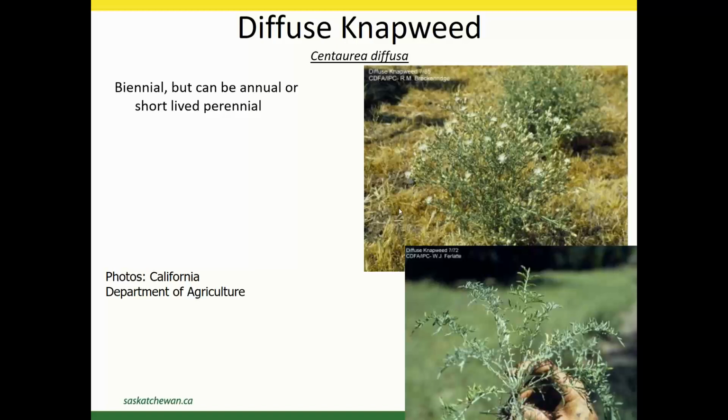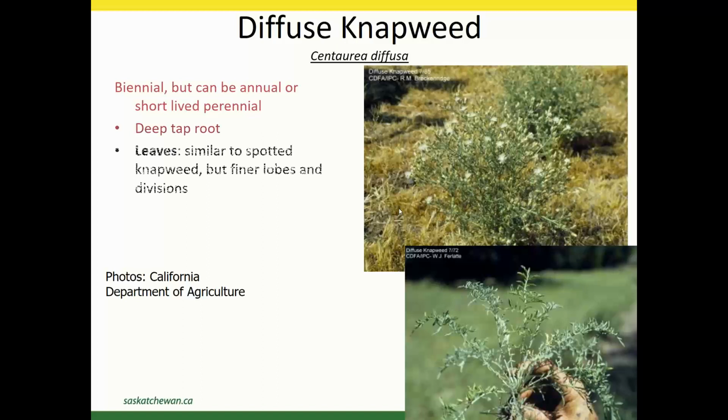Generally, what you're looking at is something that germinates one year, flowers the next year, and then dies. And so that's the biennial life cycle. With a short-lived perennial, you'll see it maybe flower again another year after that before the individual plant dies. It has a very deep taproot to be able to access moisture, very similar to spotted knapweed.